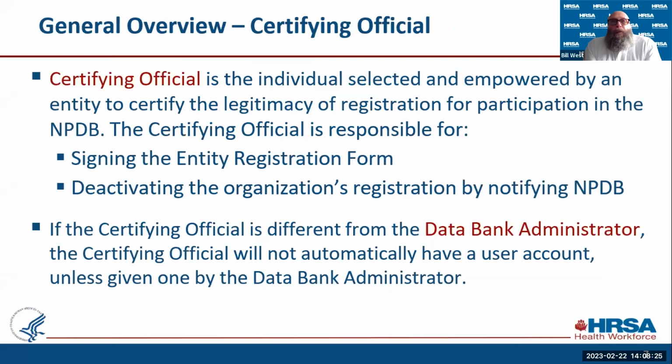Well, when you register with the NPDB, right away, you fill in names for two important roles, the certifying official and data bank administrator. So what exactly is the certifying official? The certifying official is the person at your organization that can vouch for the legitimacy of your registration with us. That means they accurately select and sign off on the registration type that fits your particular organization. They're also responsible for notifying us of any change in your organization that might affect your eligibility to use the NPDB. Or if your organization stops using the NPDB for some reason, in these cases, the certifying official must notify the NPDB to deactivate your registration.